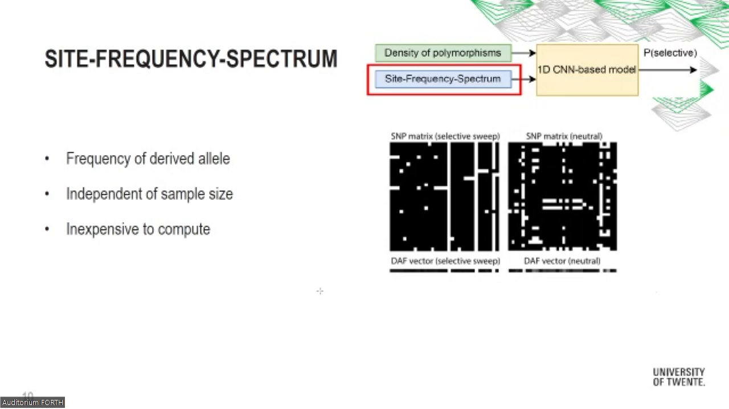Then for the site frequency spectrum, we can simply compute the frequency of the derived alleles in our matrix, which also makes this vector independent of the sample size and is very inexpensive to compute. And we have to store a lot less data and transfer a lot less data to our computing hardware.